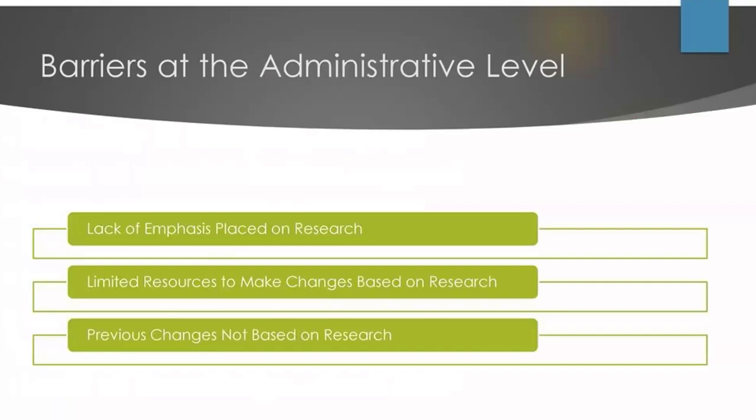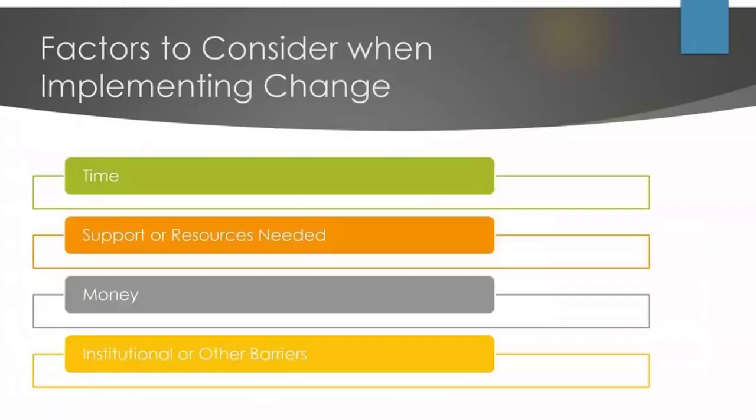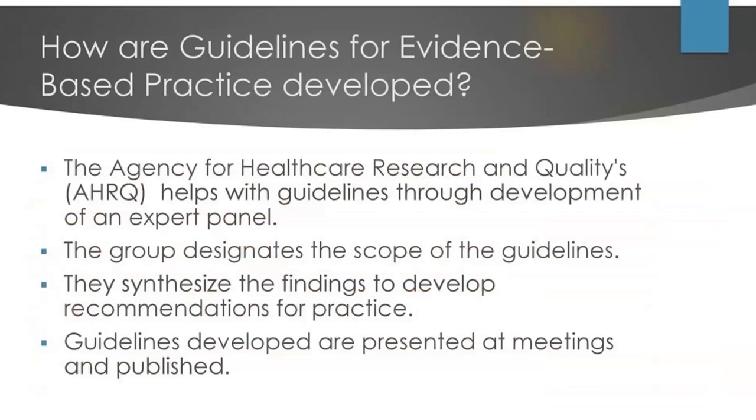So there are different barriers at administrative level. There is a lack of emphasis placed on research, limited resources to make changes, and previous changes not based on research. What has been done earlier may not be based on research. And factors to be considered when you are implementing change are time, support and resources needed, money, and institutional or other barriers. Like the institutional policies, it should be going according to the institution policy that you have to consider.